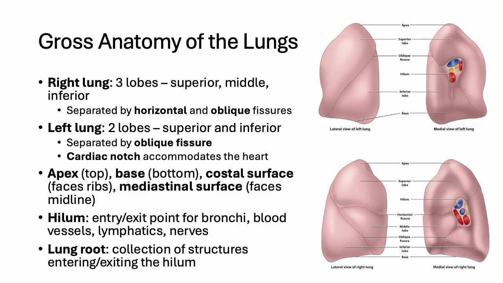The left lung is smaller because it accommodates the heart, specifically through a curved depression known as the cardiac notch on the medial surface. This anatomical feature makes room for the apex of the heart as it projects into the left pleural cavity. Each lung has several surfaces that will help define its position in relationship to the thoracic structures.